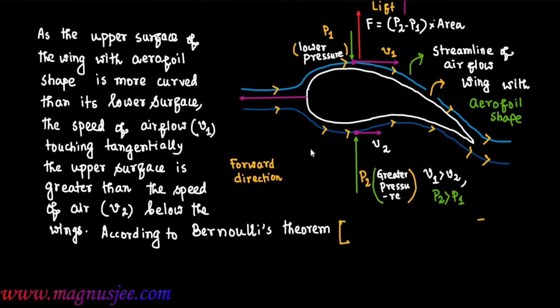According to Bernoulli's theorem, which means the sum of pressure energy, kinetic energy, and potential energy per unit volume of air is constant. That is P plus half rho V square plus rho GH equals constant, where rho is the density of air.